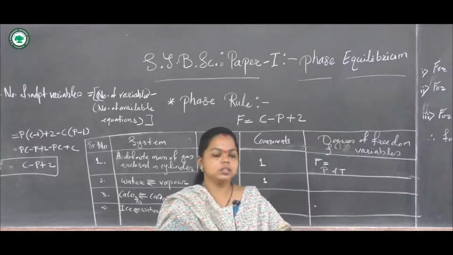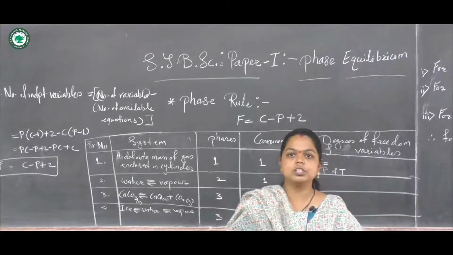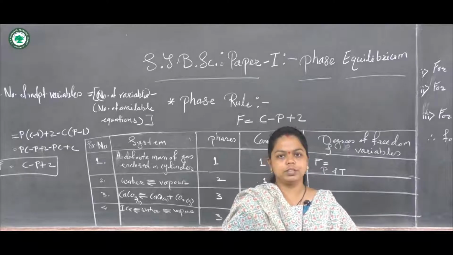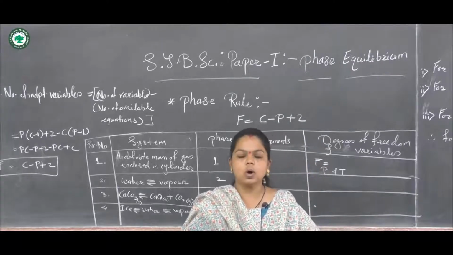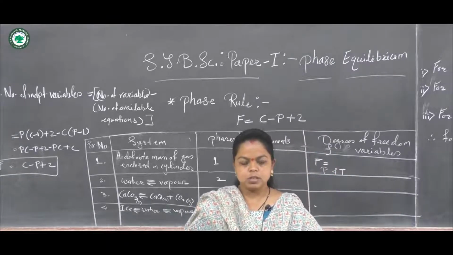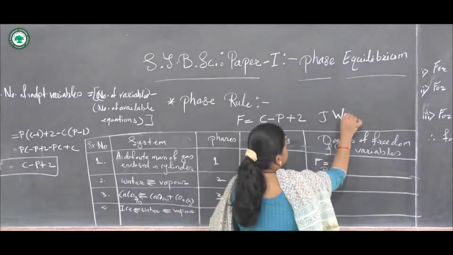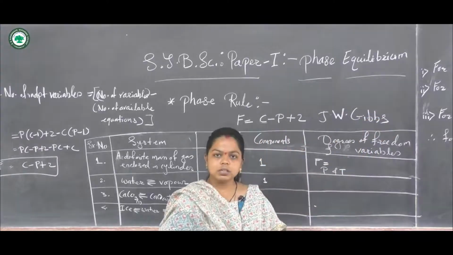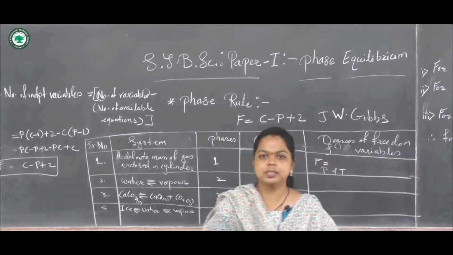Now the phase rule gives the relationship between the degrees of freedom at equilibrium, the number of components and the number of phases present in the system. This phase rule was first given by the scientist J.W. Gibbs. This scientist first explained the phase rule for different types of systems.